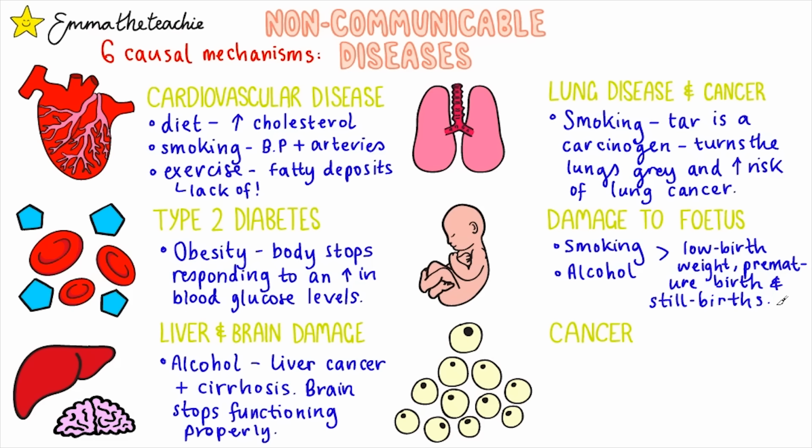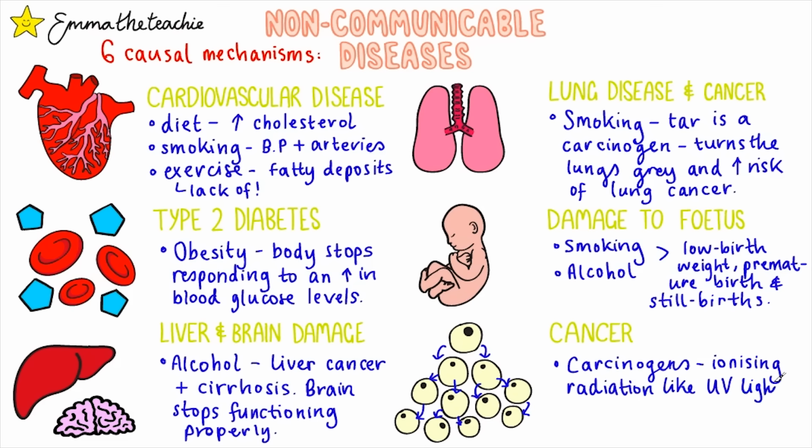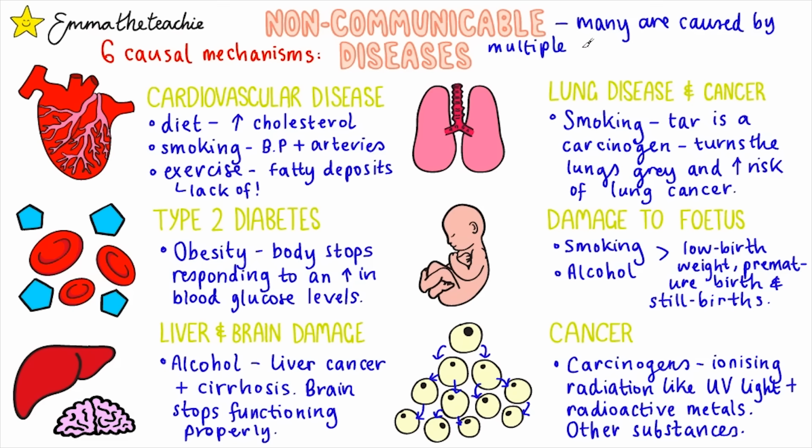Now, cancer is something you're going to learn about in the next video, but for now you just need to know that it's an uncontrolled cell division. It can be caused by carcinogens in a person's environment, including ionizing radiation like UV light from the sun, and radioactive metals like uranium. It can be other substances as well, like tar, or possibly even an excess of red meat in the diet, which is linked to bowel cancer. Many non-communicable diseases are caused by multiple factors interacting, so it can be hard to find a causal mechanism.